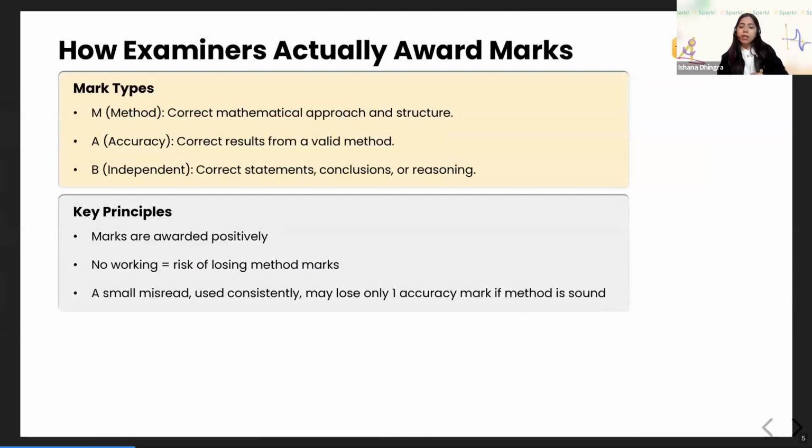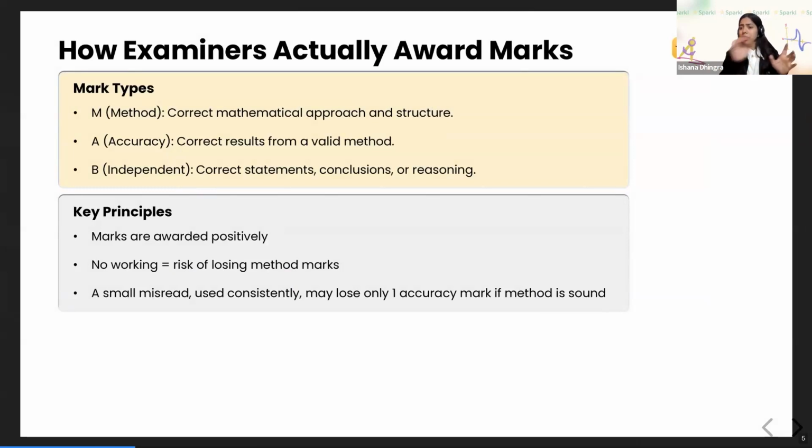Now, how does the examiner actually award marks? The examiner will not see that, okay, the student has written a long answer and then let's give more marks. Every important step gives you a mark. M means the method mark. For the working that you are doing, you get a method mark. For the final correct answer, you get the accuracy mark. And for some independent steps, for example, you have written your answer was wrong, but the reasoning is correct.